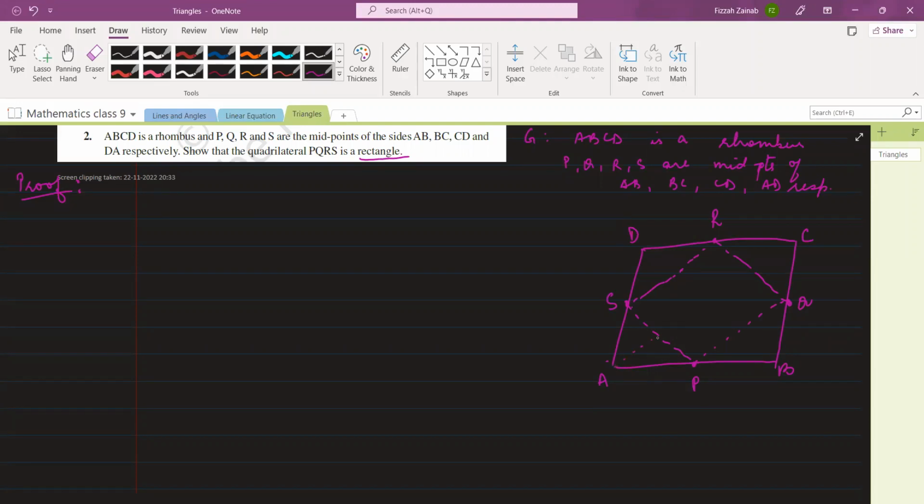this diagonal AC. That's it. Right? So construction is join AC.